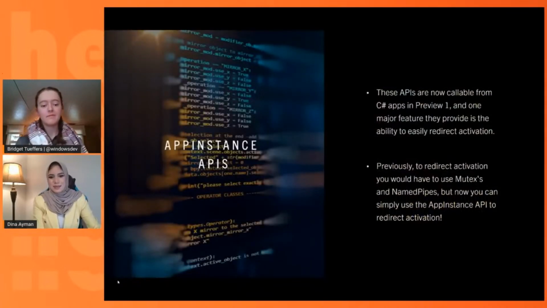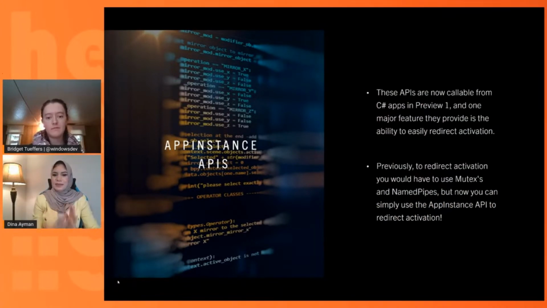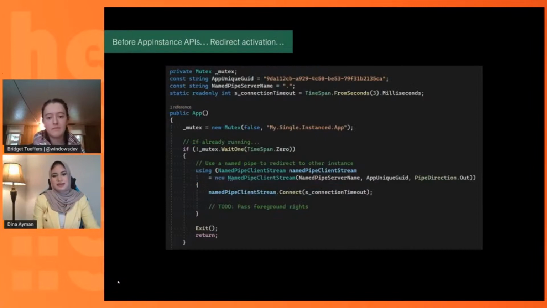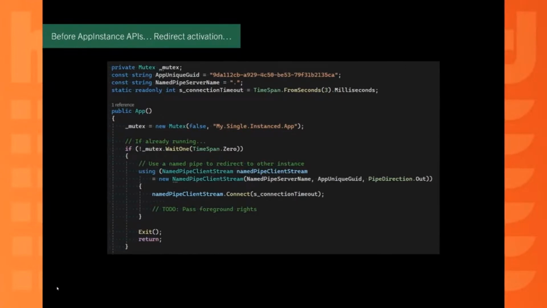The App Instance API. So previously, to redirect activation, you would have to use mutex and named pipe. And frankly, it was a little bit complicated to do that. But now with App Instance API, you can redirect activation easily. And those APIs are now capable from C# apps in Preview 1 and allows you to easily redirect activation. So let me show you how that looks like in code.